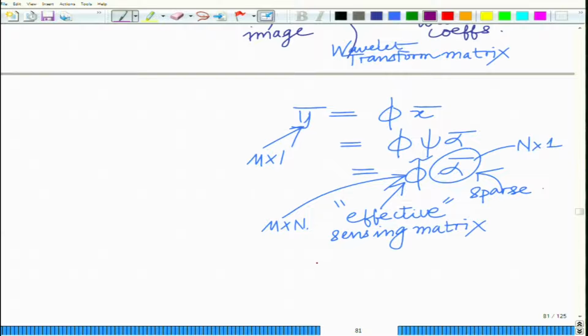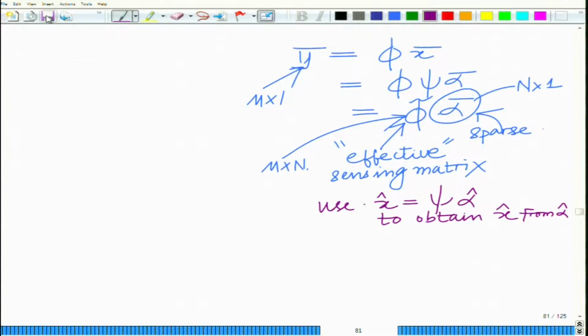So, your y is equal to phi times x bar. You substitute for x bar psi times alpha bar, so it becomes phi psi into alpha bar. Now you reconstruct alpha bar, which is a sparse vector, using sparse signal recovery or compressive sensing, and then you get the image from the wavelet coefficients. Once you get alpha hat, use x hat equals psi alpha hat to obtain the estimate x hat from alpha hat. So, that is what you do.